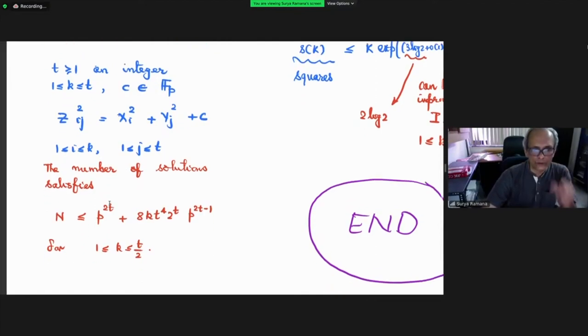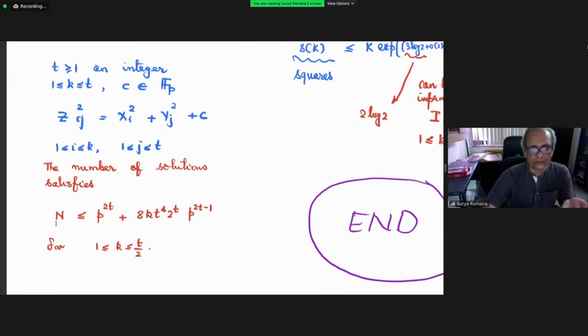Now, the number of solutions we can show satisfies this bound for k between 1 and t over 2, and p large enough. I have not written the exact lower bound for p, but one can write it. So for k between 1 and t over 2, we have this bound. And in principle, one would expect that this is true for k between 1 and t.